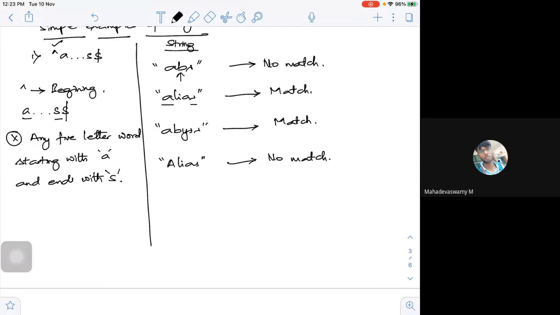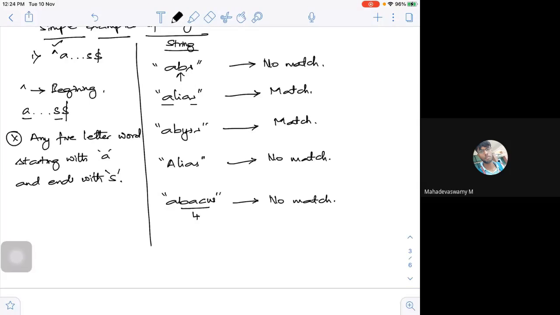Now one more word. Let me use abacus. Look at this. I'm looking for a word with starting letter A and ending letter S. It's matching. But in between, how many letters do I have? 4 letters. But what I'm searching for is 3 letters, and I'm getting 4. It doesn't match. So this is how you should use your regular expression.